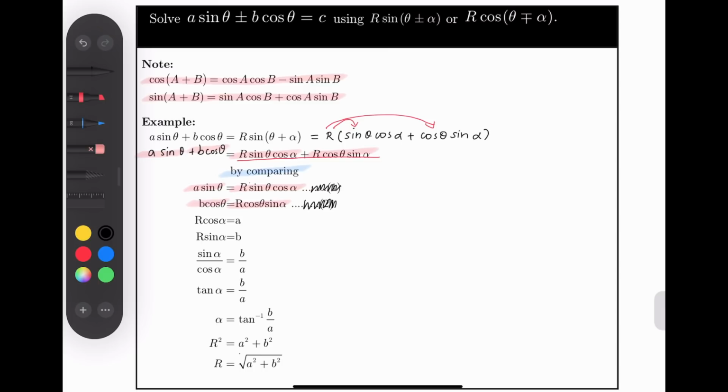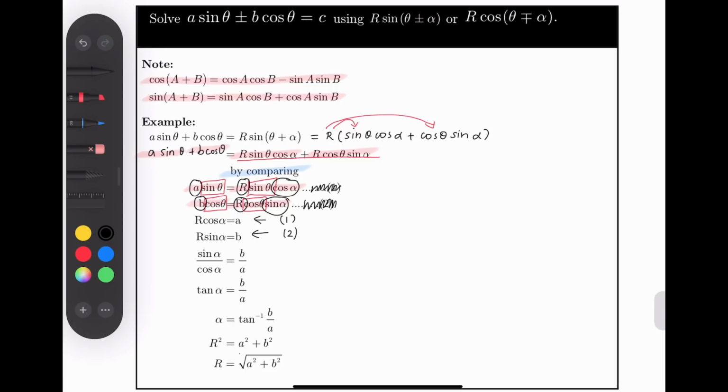Now we're going to focus on the similarities on the left hand side and right hand side. On the left hand side you have sin theta, and also on the right hand side. On the left hand side we have cos theta, and similarly on the right hand side. So we can say that A is equal to R cos alpha, and B is equal to R sin alpha. So I need you to label 1 and 2 over here.